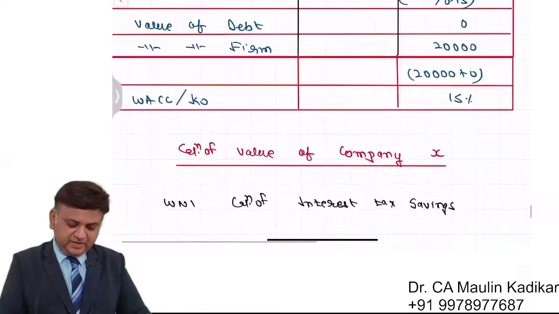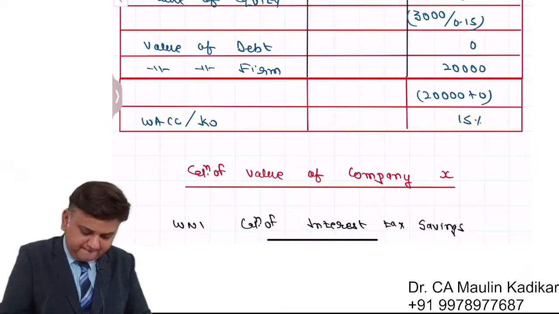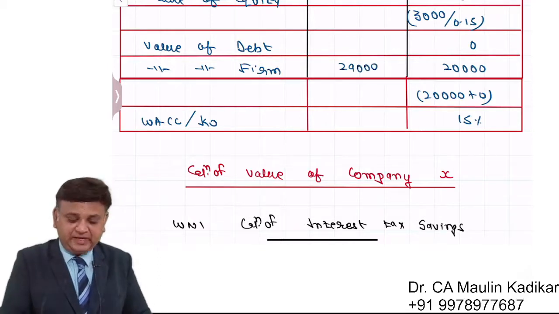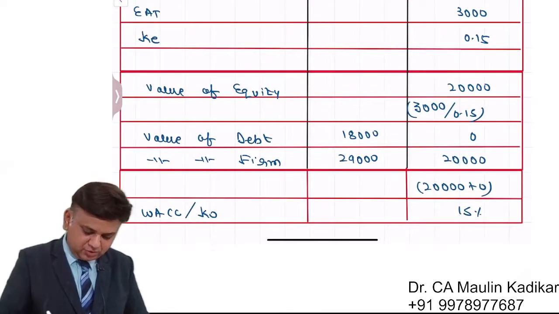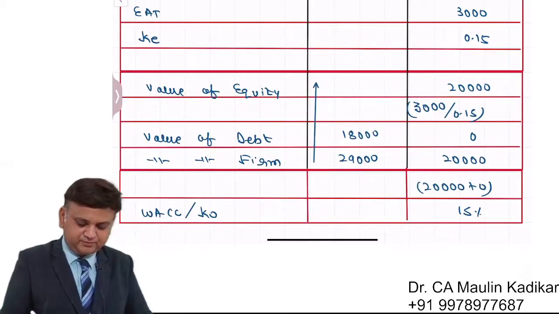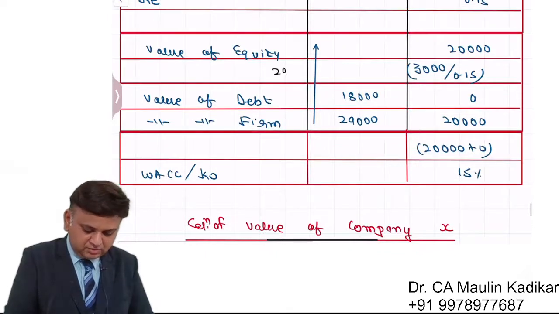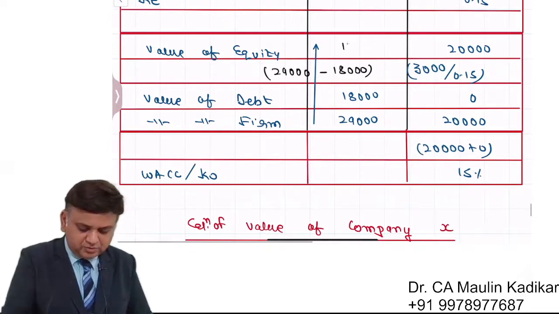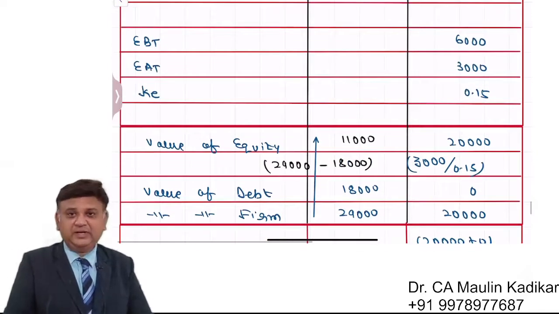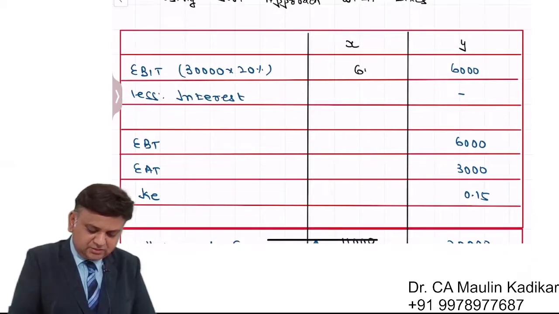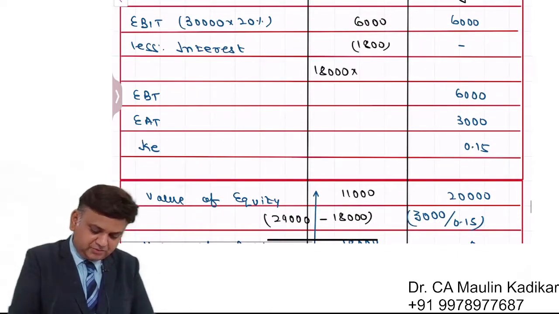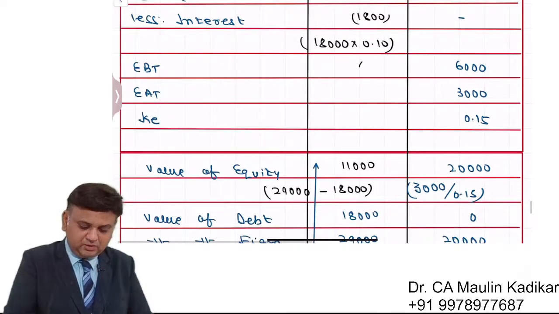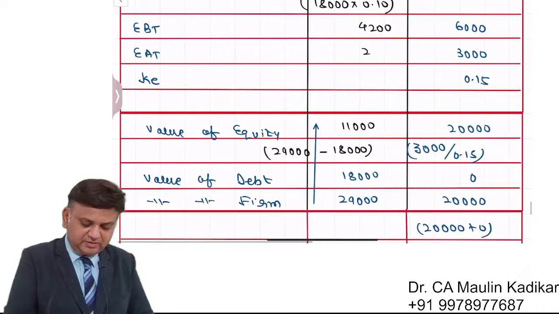Now friends, we understand that the value of the levered firm is 29,000. The value of the debt is 18,000. So the value of the equity can be found as a balancing figure. You make a backward working like this: 29,000 minus 18,000, so it comes to 11,000. That is the way the value of the equity is found. This is 6,000. This is 1,800, that is 18,000 into 10 percent. This is 4,200. Earning after taxes is 2,100.